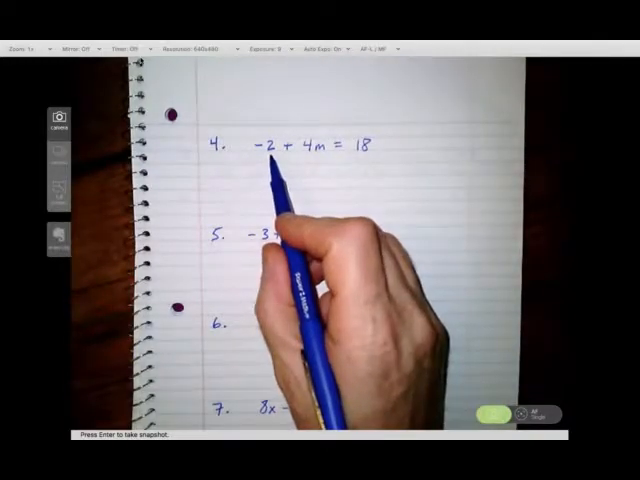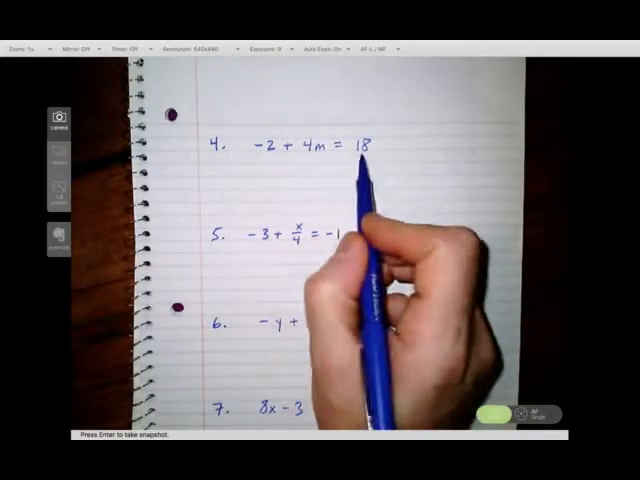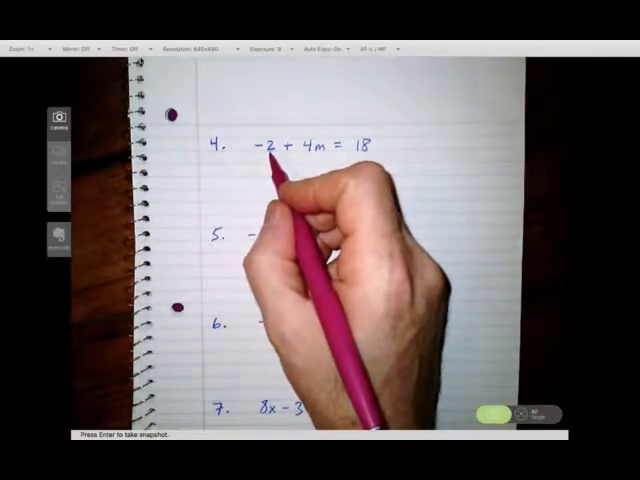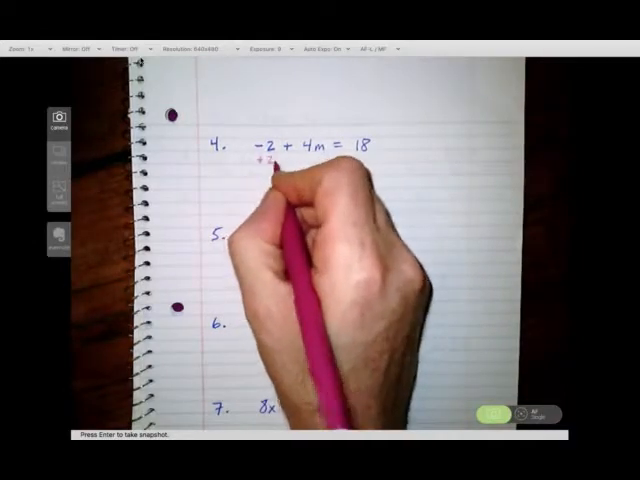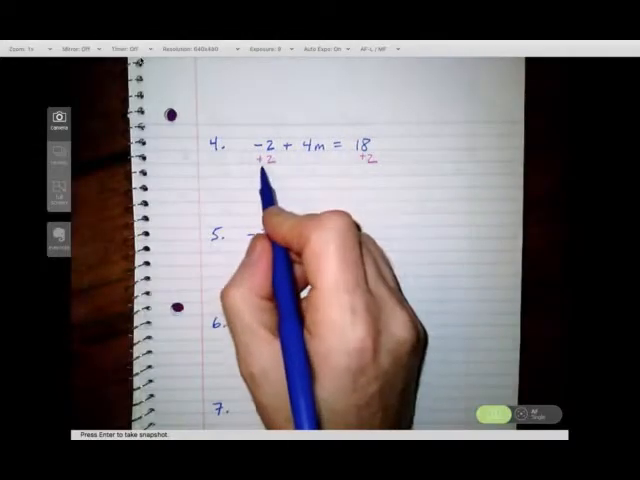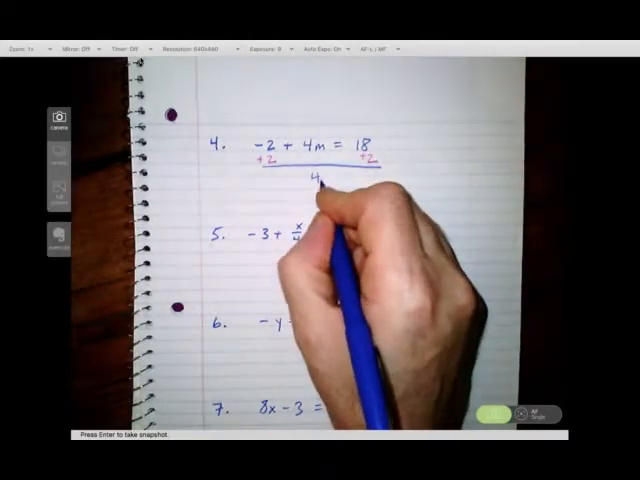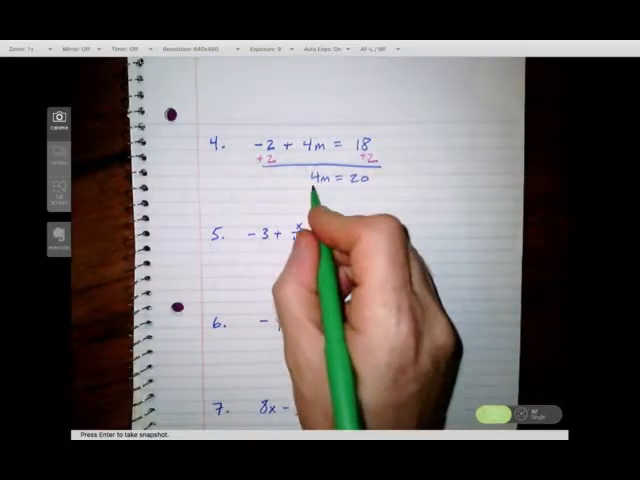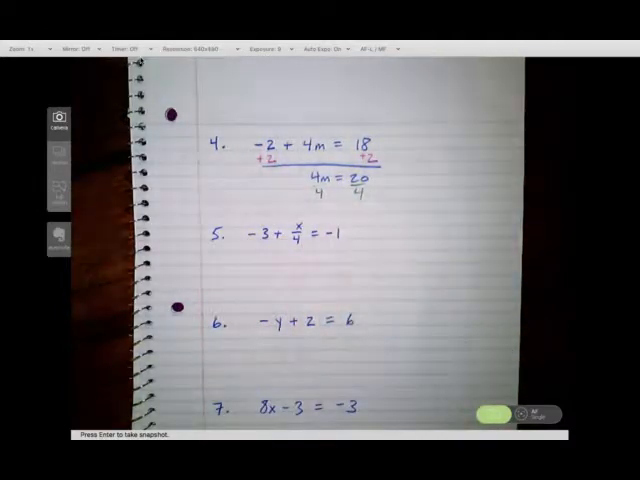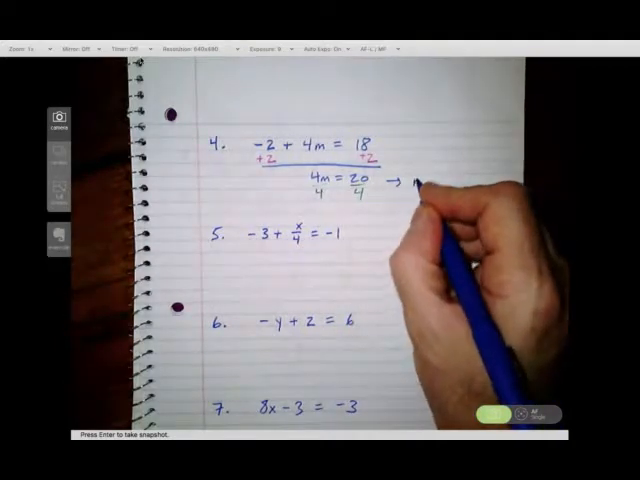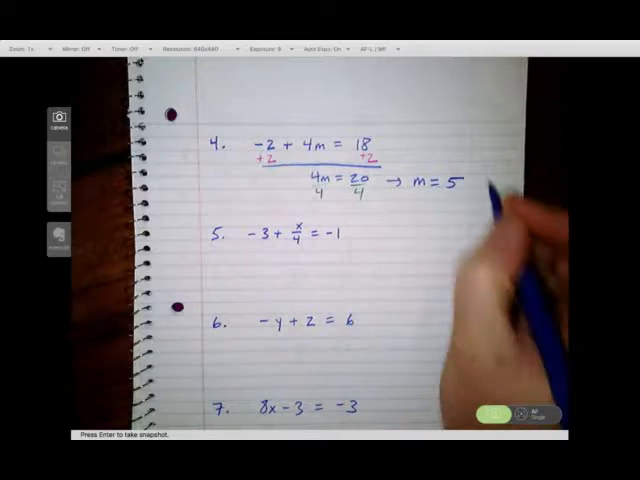Okay, so this is one like I just did. So negative 2 plus 4m is 18. So again, think of this as a negative 2. So to undo a negative 2, I'm going to do its opposite, which is positive 2 to both sides. Okay, after that, I have 4m. 18 plus 2 is 20. Okay, so to undo multiplying by 4, I divide by 4. And 4 divided by 4 is 1, and so I get 1m. And then over here, 20 divided by 4 is 5. So 1m, or m, equals 5.